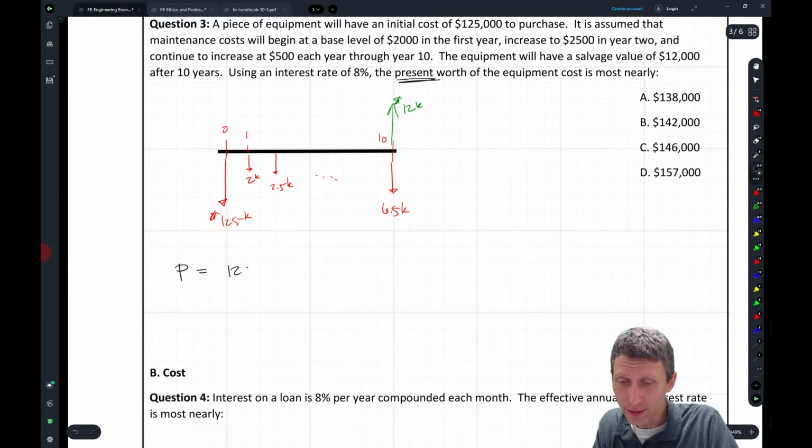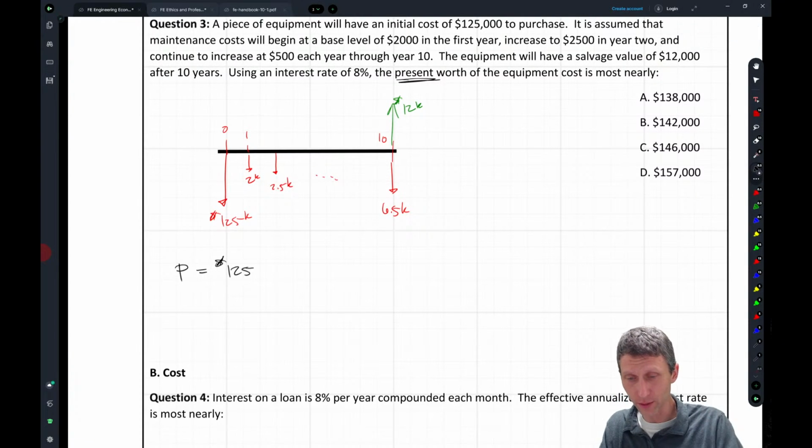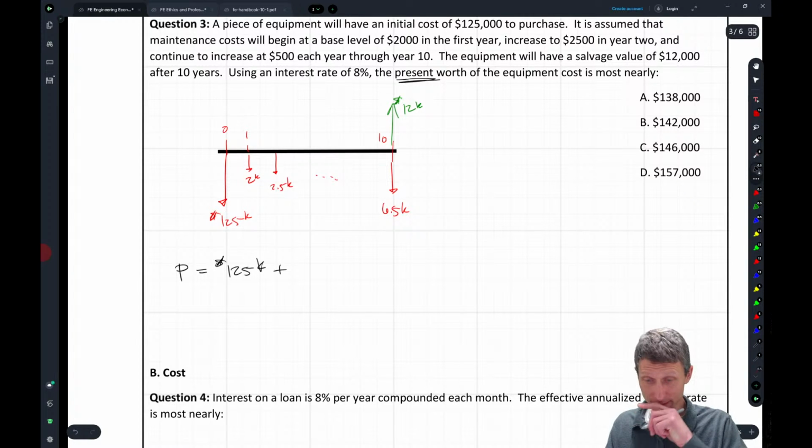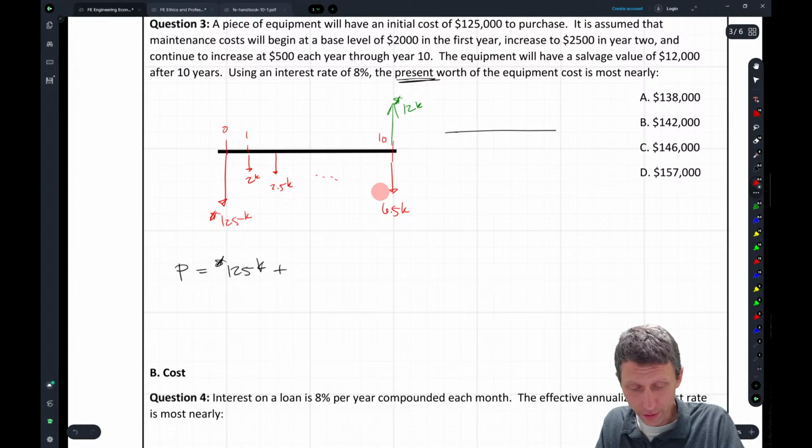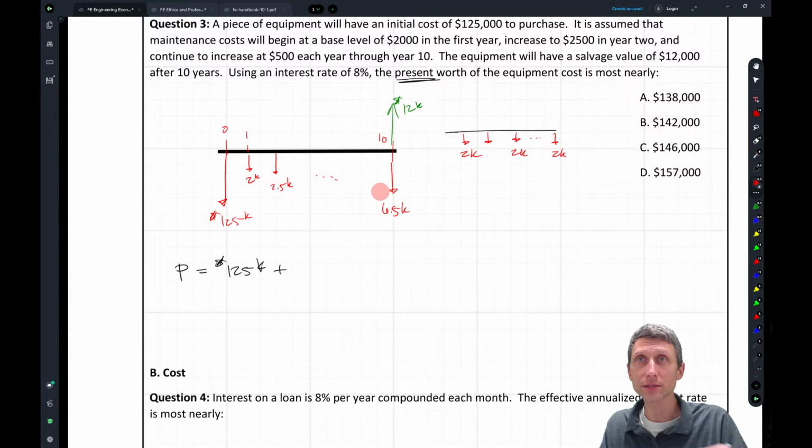Well, it costs $125,000 to start. That's what it costs. It costs 125K. Okay, but then what else does it cost? Well, there are these maintenance costs here, and I'm going to break them up. Part of the maintenance costs are going to look like this. We're going to have a constant cost of $2,000 every year.